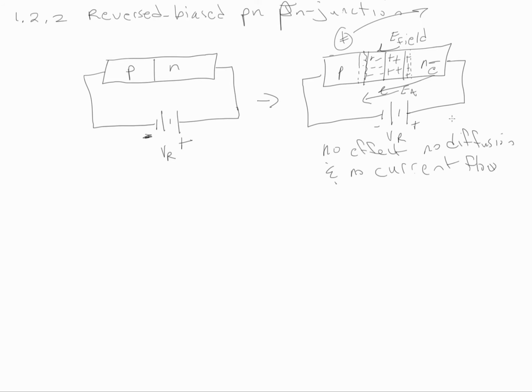So in reverse bias configuration, there is no current flow. It can flow if you have a super high voltage and you get something called breakdown, which breaks covalent bonds and basically destroys your PN diode, or PN junction in this case.